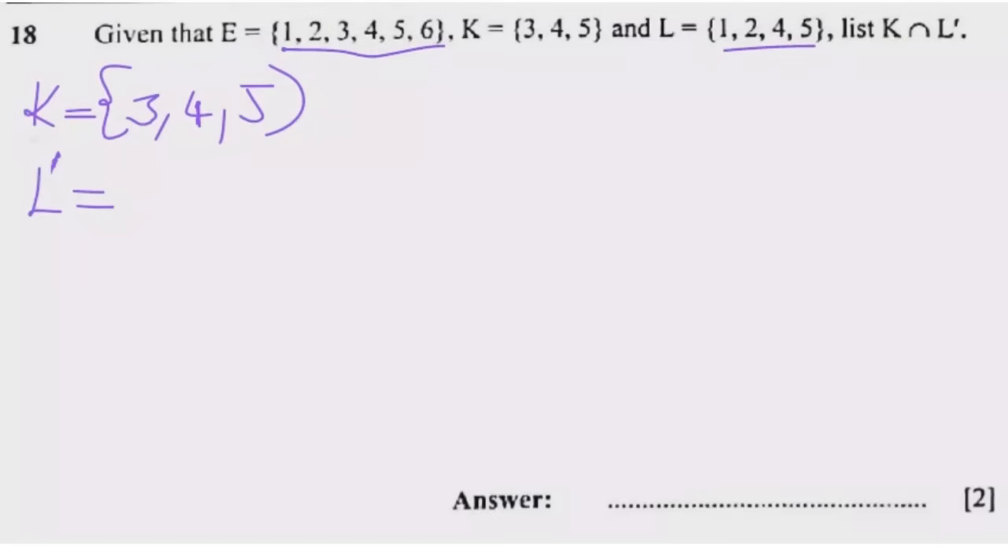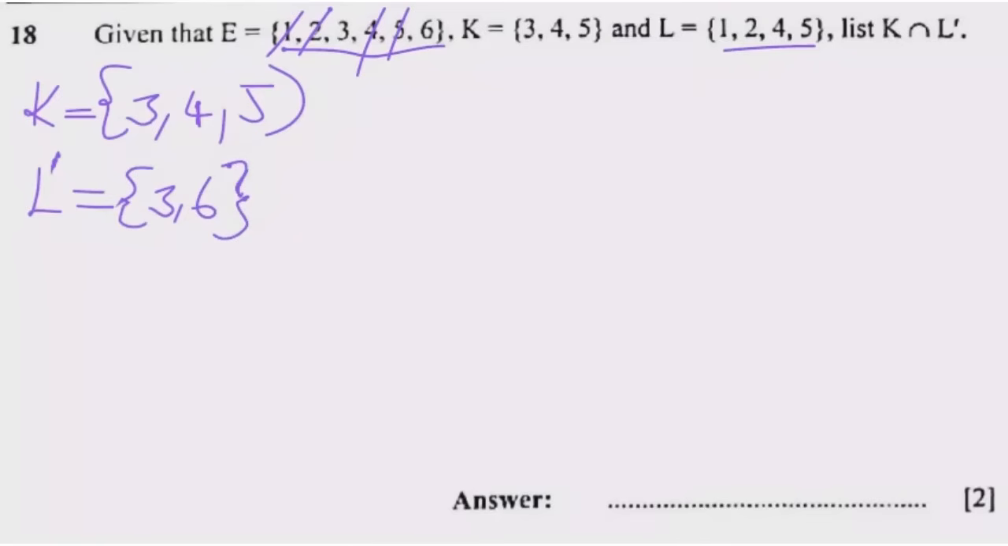So 1 is in set L, so we cancel it. 2 is in set L, we cancel it. 3 is not in set L, we're not going to cancel it, we'll skip it. Then 4 is in set L. 5 is also in set L. So what is remaining there is the complement of set L. So we have 3 and 6. So 3 and 6 are not found in set L. Those are the L complement I've come up with.